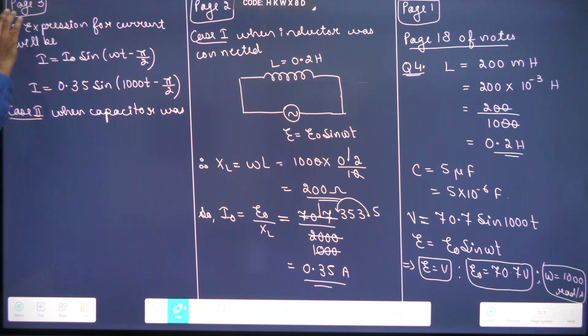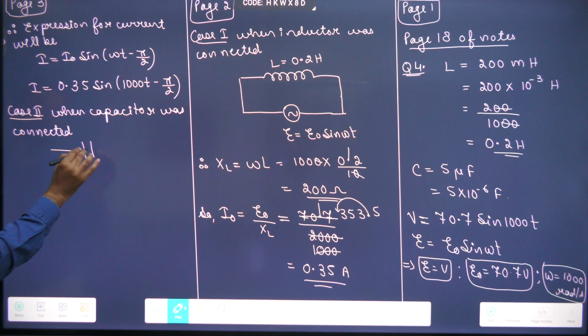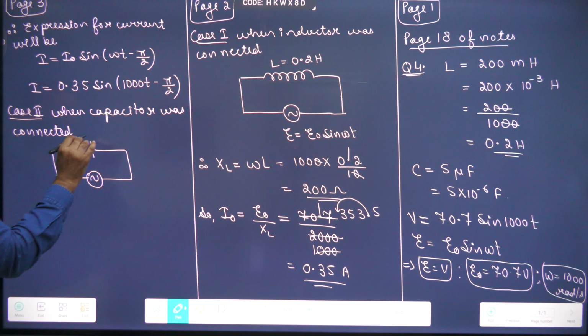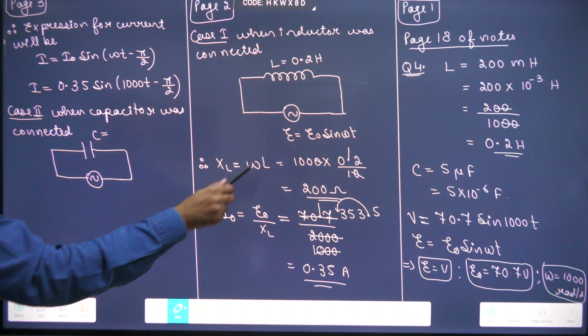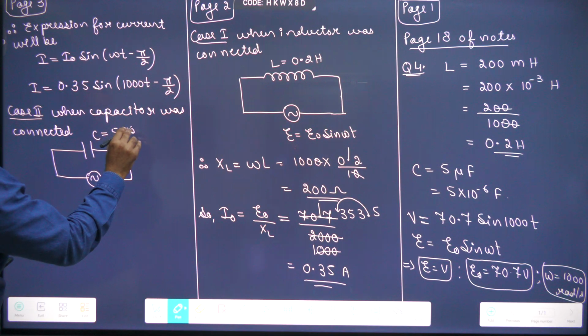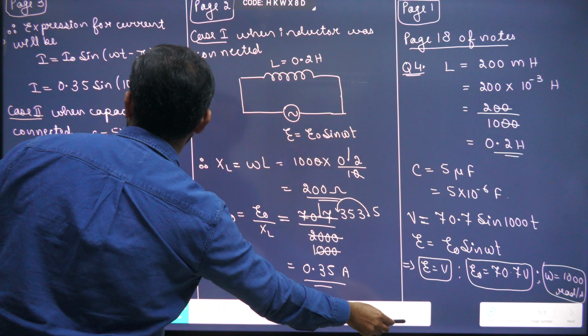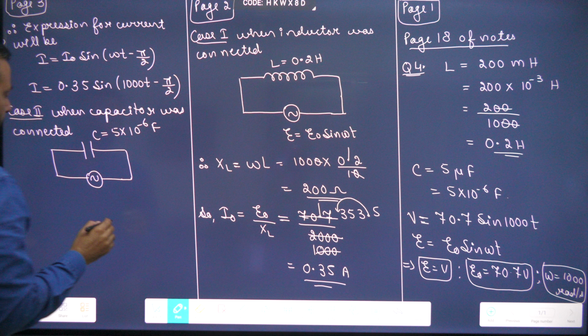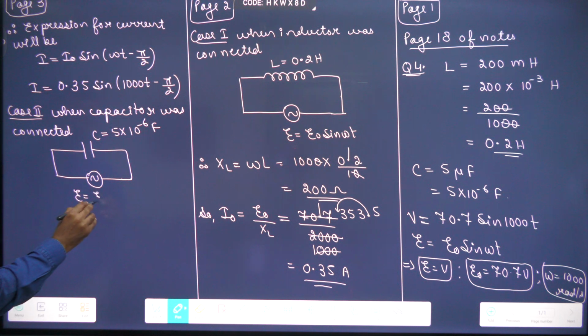When the capacitor was connected, this is the capacitance. So what is the value of capacitance? C is 5 into 10 to the power minus 6 farad. And E is equal to E naught sine omega t.